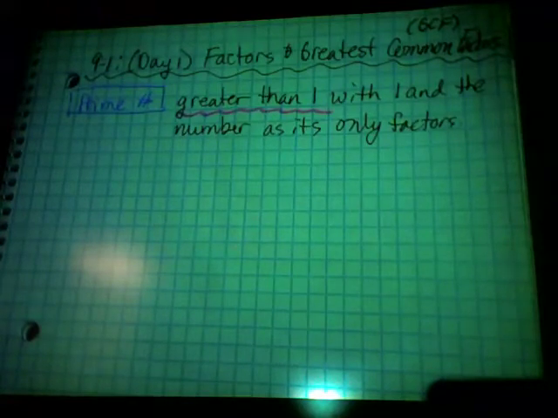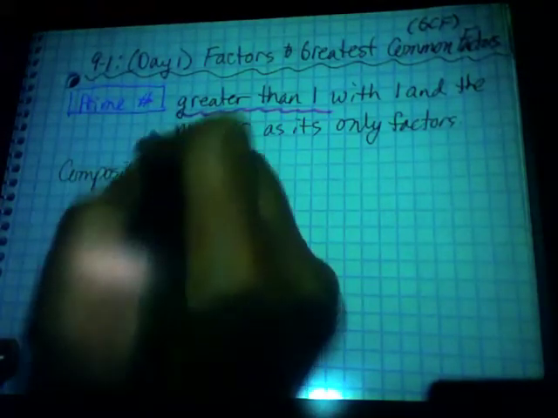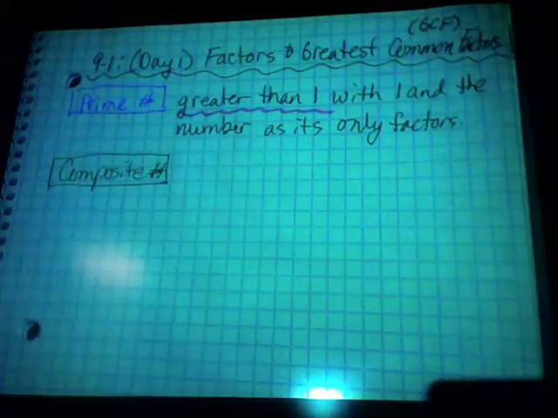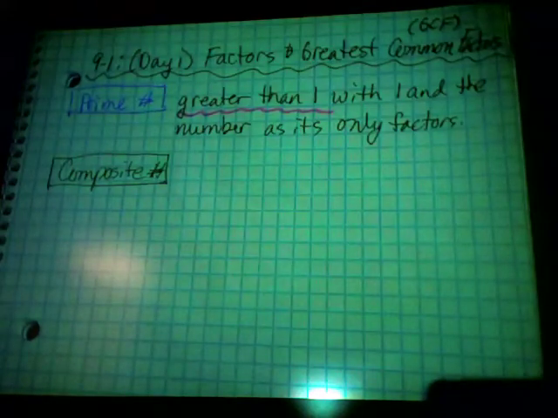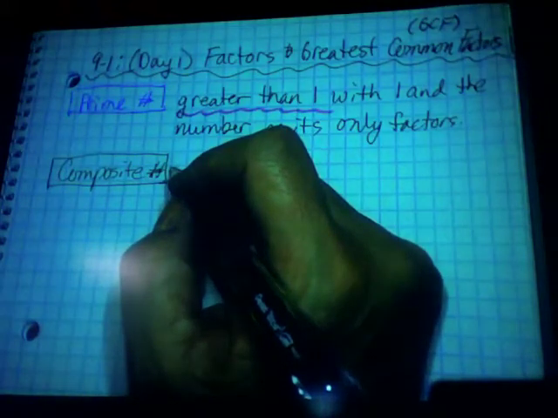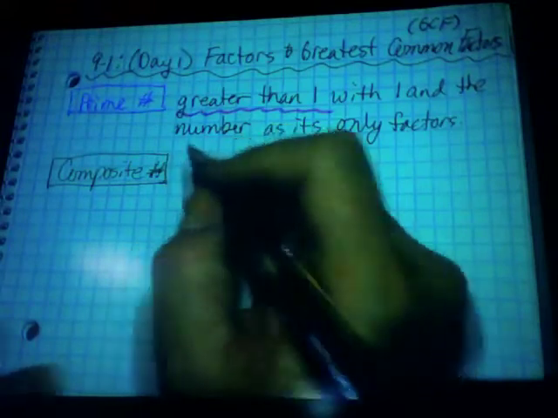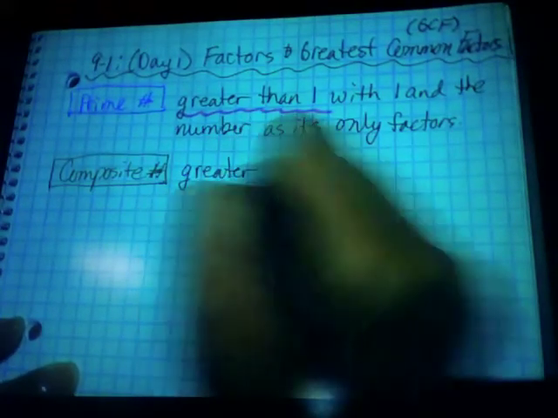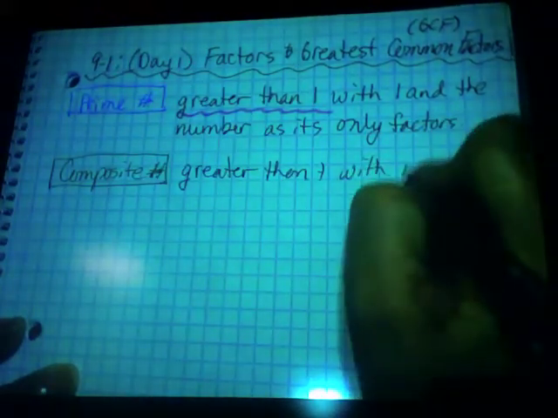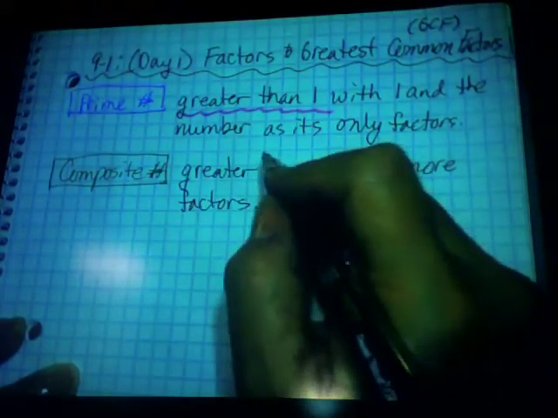So then a composite number means what? If a number is not prime, what is it? It's composite. It falls into one of those 2 categories. So it is a number, and by the way, the definition here also says greater than 1. So 1 is considered neither prime nor composite. So I guess I'll take that back a little bit. So this definition says greater than 1 with more factors than 1 and itself.